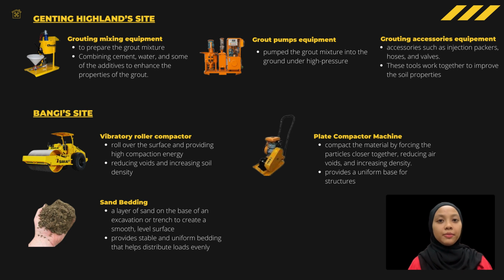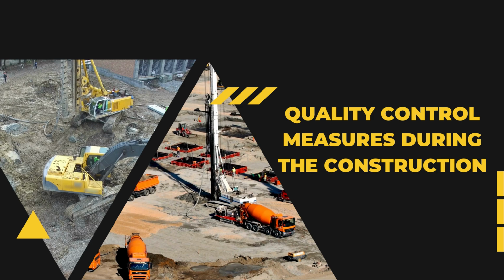Second, they use sand bedding, which involves a layer of sand on the base of an excavation or trench to create a smooth, level surface. The sand provides a stable and uniform bedding that helps distribute loads evenly and prevents point loads that could damage the installed utilities. Lastly, the plate compactor machine compacts the material by forcing the particles closer together, also reducing air voids and increasing density. From that, it will provide a uniform base for structures.